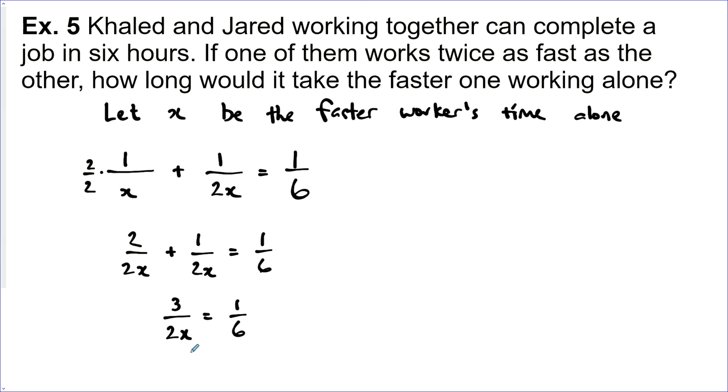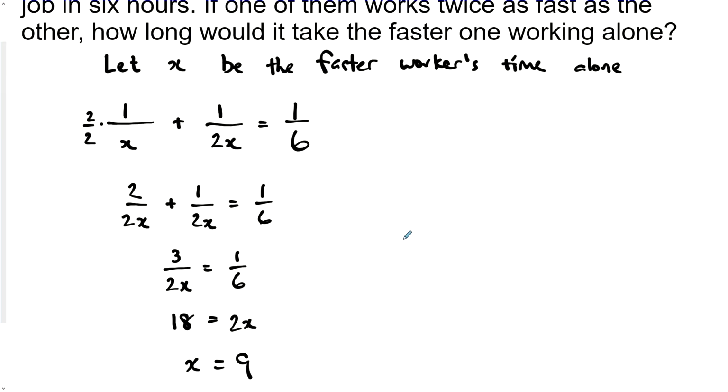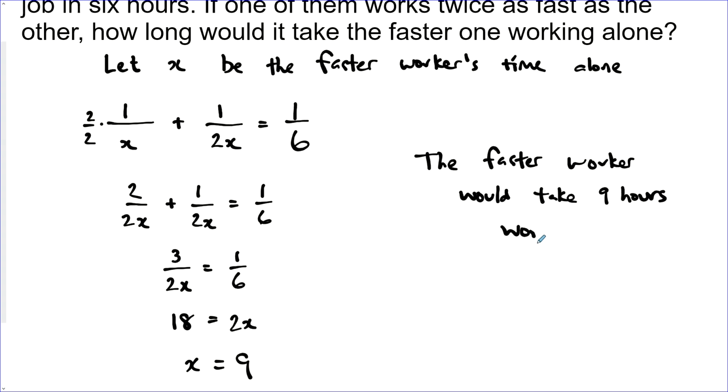And take the reciprocal of both sides, or maybe cross multiply, whatever you prefer. We're going to get 18 is equal to 2x, and that means that x is equal to 9. So the faster worker would take 9 hours working alone.